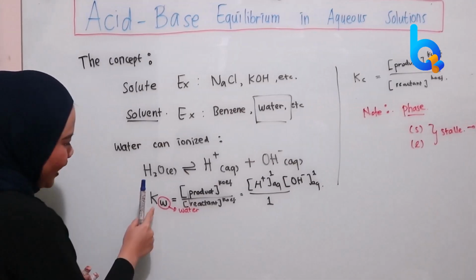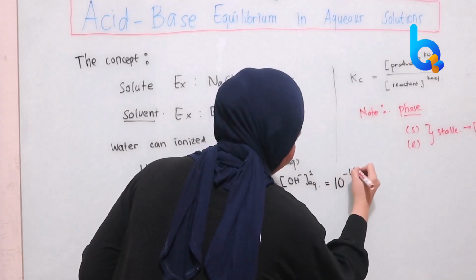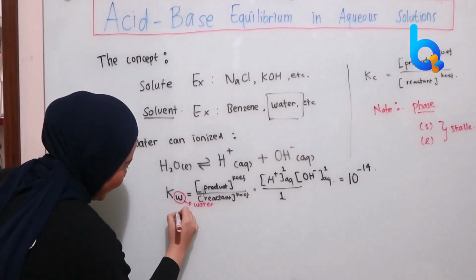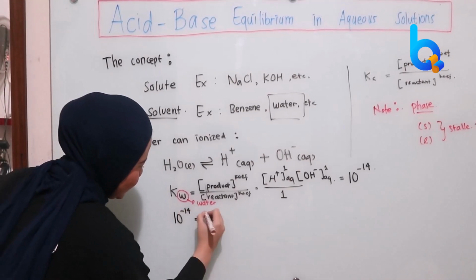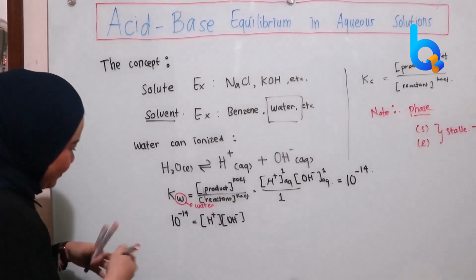We already know that Kw is equal to 10 to the power of minus 14. Because of that, we have 10 to the power of minus 14 equal to [H+] times [OH-].